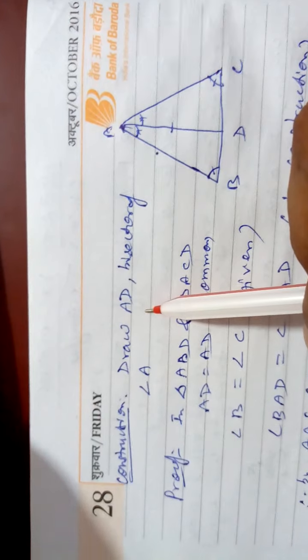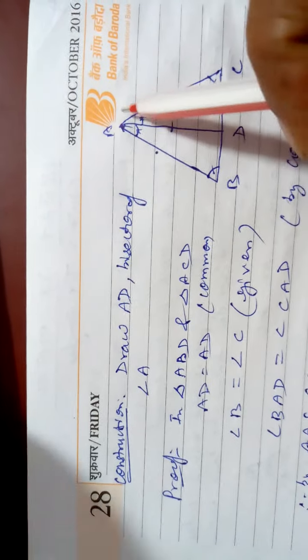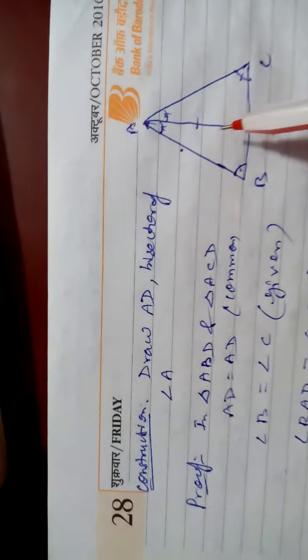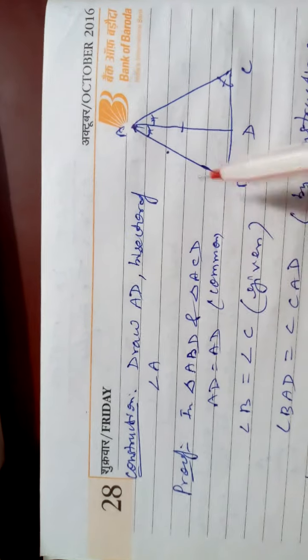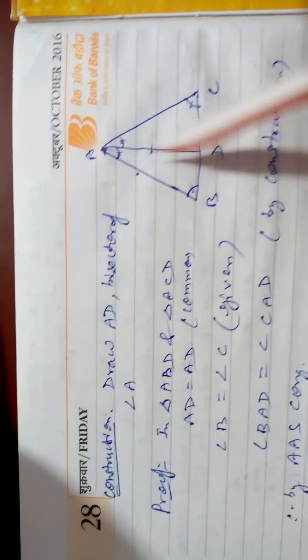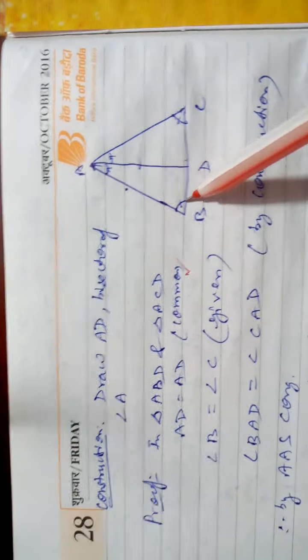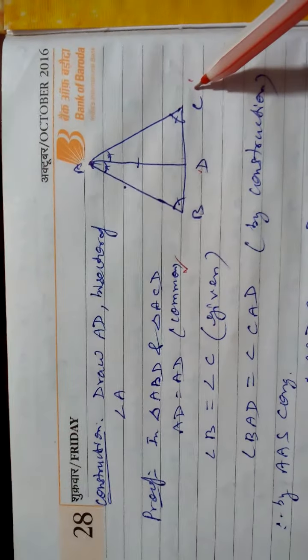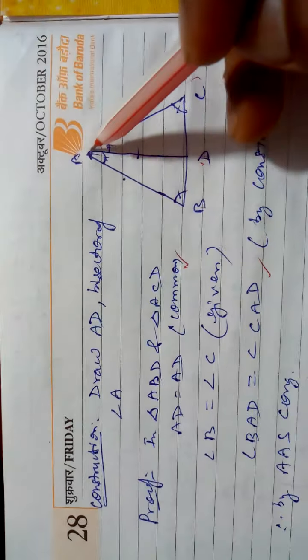Again, triangle ABC, angles are given equal, you want to prove the sides are equal. For this, the construction is as it is. Draw the angle bisector of angle A, AD. Now again two triangles, but here sides are not equal, only one side is common. So in triangles ABD and ACD, AD is common in both. Angle B equals angle C given, and BAD equals CAD by the construction, angle bisector.